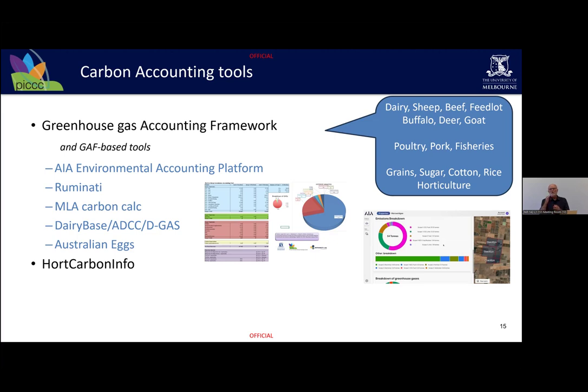Now, while we're on that, there is a view that there are too many calculators out there, so it's confusing. I will point out that all of these calculators here, including Hort Carbon Info, have all sat down and developed themselves together based on the GAF tool framework. So we spent a fair bit of time, for example, with Hort Carbon Info, making sure that the horticulture GAF tool and Hort Carbon Info say the same thing and use the same assumptions.